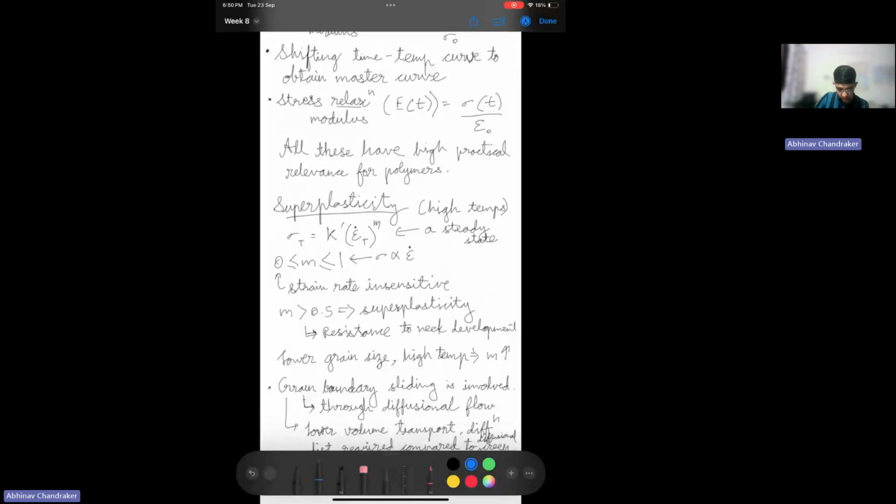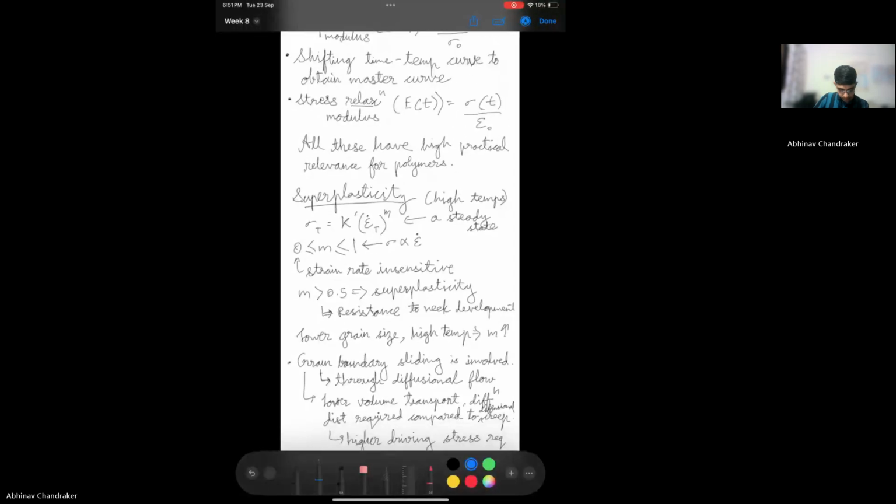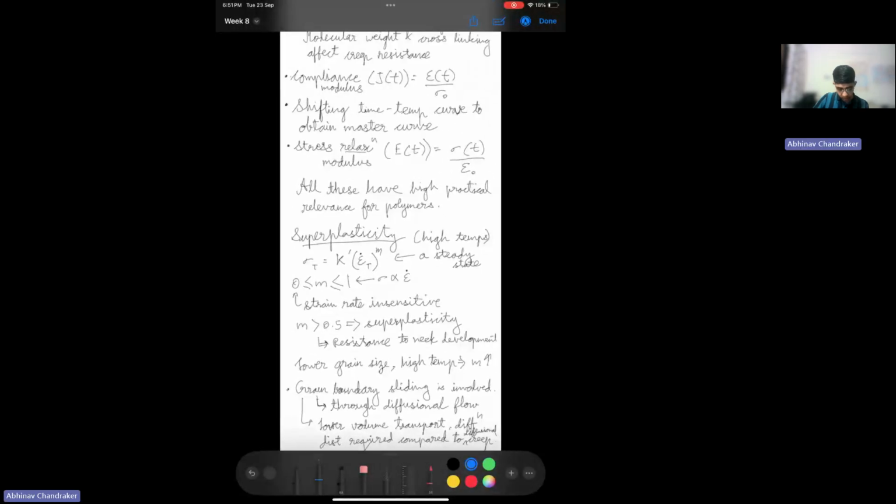A lower grain size and higher temperature can help to have a higher value of M. So this facilitates superplasticity. One more way of understanding why these conditions favor superplasticity is because it has been seen that superplasticity occurs majorly by grain boundary sliding.